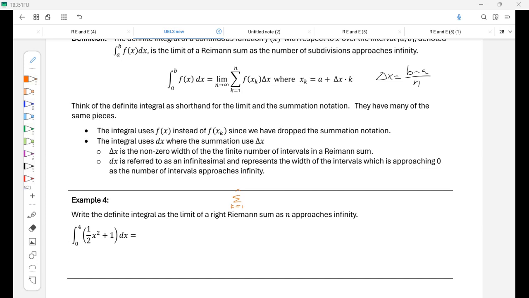So b and a are the limits. So this first part isn't super hard. If I want to say what delta x is, I just take my limits, 0 and 4, and I subtract them, and I put them over n. Delta x is 4 over n. When I go to write my answer, I'm going to replace that delta x with 4 over n.